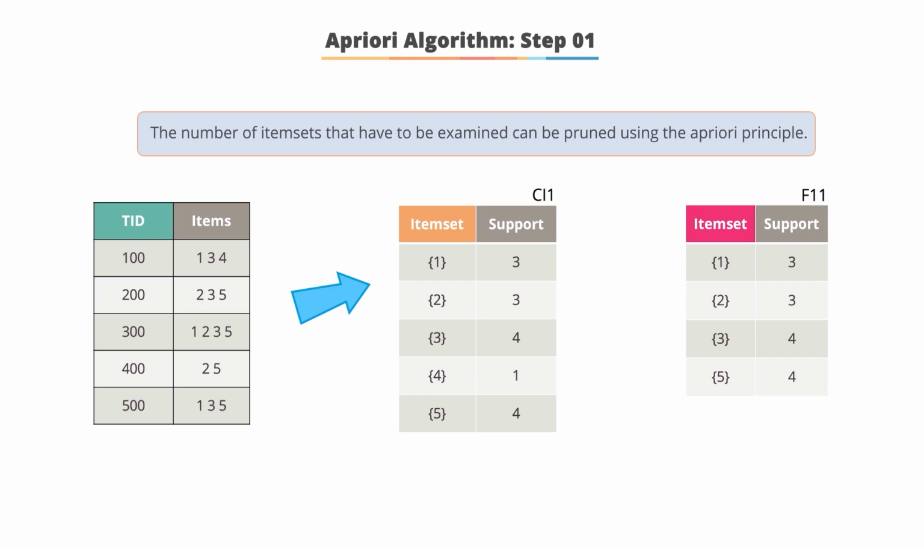Let's assume the support value is 2. Create the item sets of size 1 and calculate their support values. As you can see here, item 4 has a support value of 1, which is less than the minimum support value, so we are going to discard 4 in the upcoming iterations. We have the final table F1.